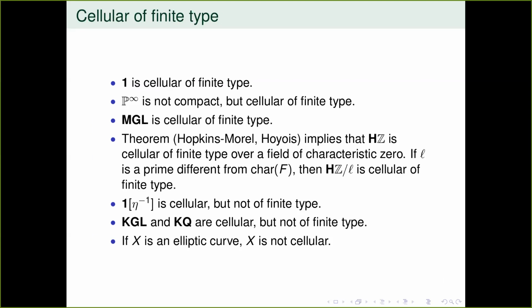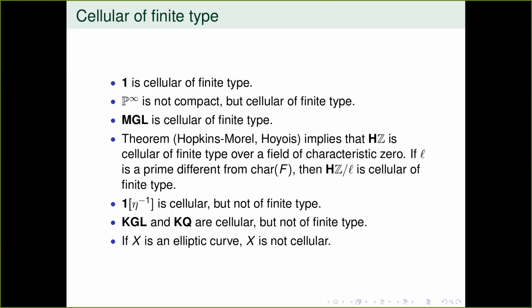And starting from P infinity, you can also show that the suspension spectra of the Thom spaces of the tautological bundles over Grassmannians are cellular of finite type. And this then implies that also MGL itself is cellular of finite type. And this is very convenient because we have the Hopkins-Morel-Hoyois theorem, which gives us that the motivic Eilenberg-MacLane spectrum for integer coefficients is cellular of finite type over a field of characteristic zero. And if you're interested in positive characteristic fields, you can do certain things.